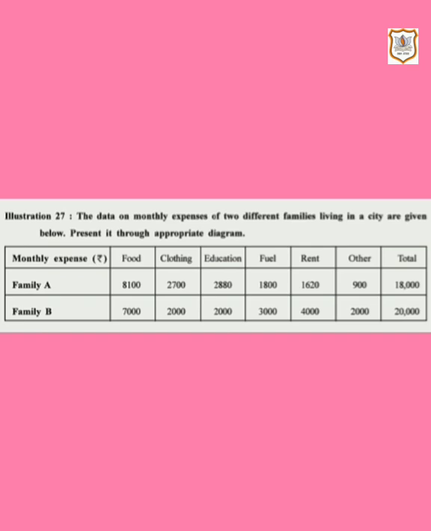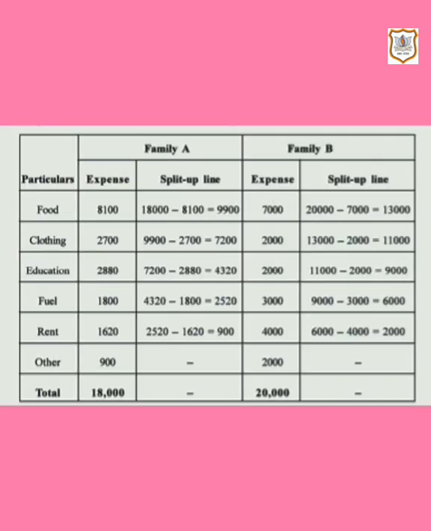So, information regarding monthly expense on different particulars of livelihood is given for two families. Let's solve the sum. Before drawing the simple divided bar diagram, we have prepared a table showing the total expenses of family A and family B. In this table, we have taken out the split up line, on the basis of which the simple divided bar diagram can be drawn. So, we have listed the expenses of family A and of family B.